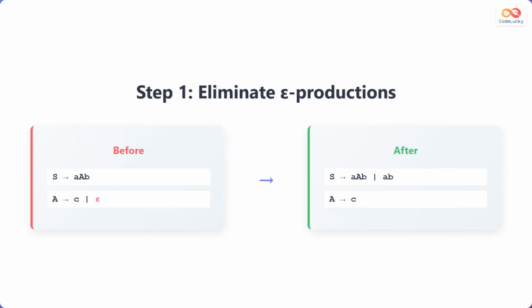The first step in converting to Greibach Normal Form is to eliminate epsilon productions. On the left is the grammar before the conversion. Notice the production A derives C or epsilon, where epsilon is a null production. To eliminate this, we remove the epsilon production and replace it with new productions. On the right is the grammar after removing the epsilon production. We've removed the A derives epsilon production and added the production S derives AB. This ensures that the grammar no longer has any epsilon productions, completing the first step in the conversion process.